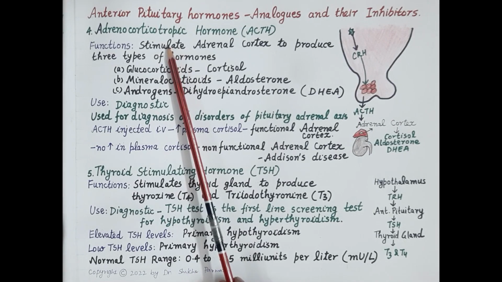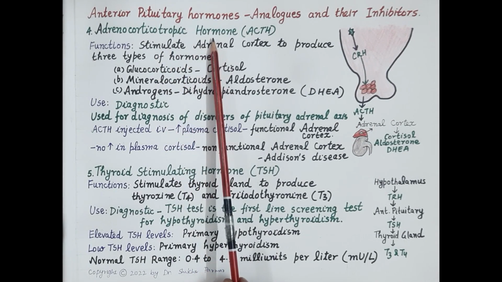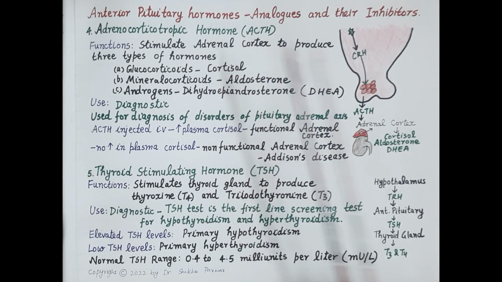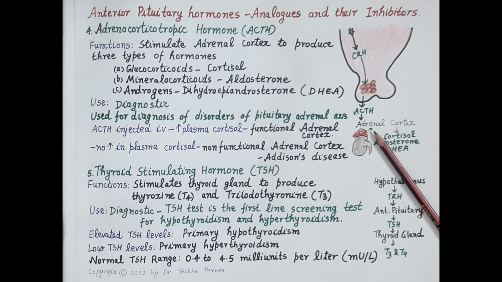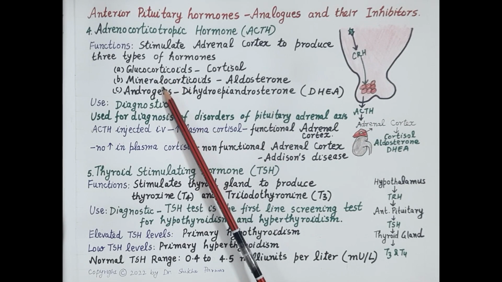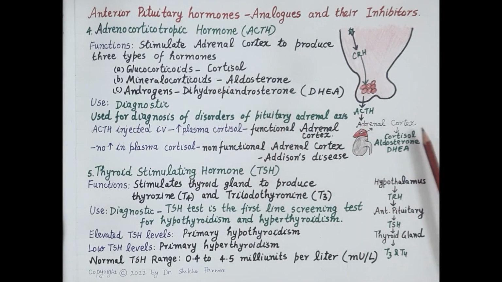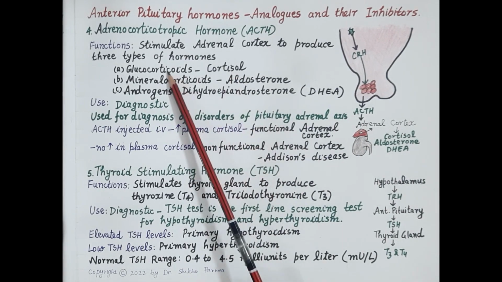Another hormone released by the anterior pituitary is the adrenocorticotropic hormone, in short ACTH. Now, look at this figure. ACTH stimulates the adrenal cortex to secrete three hormones, namely glucocorticoids, mineralocorticoids and androgens. Now, cortisol is the main glucocorticoid hormone.